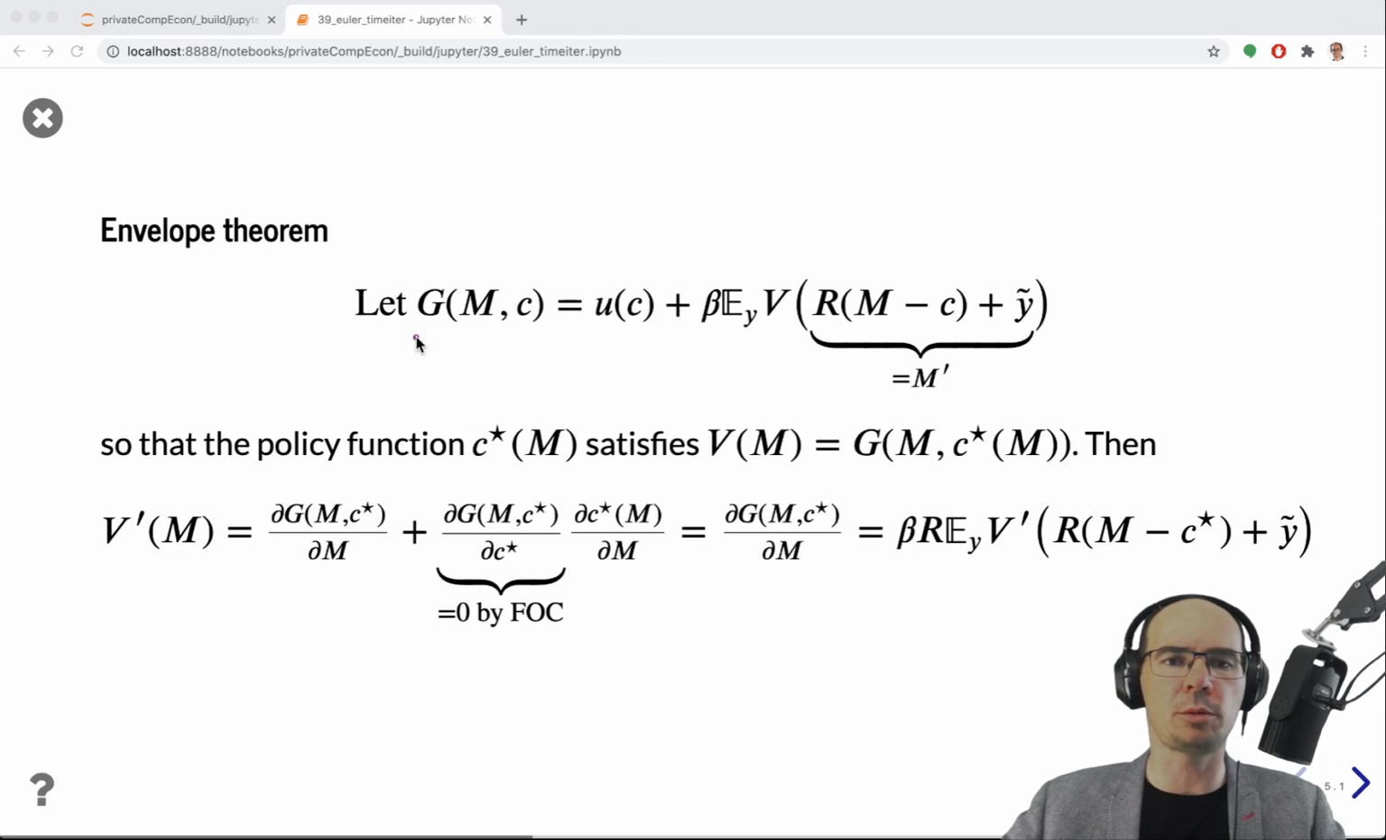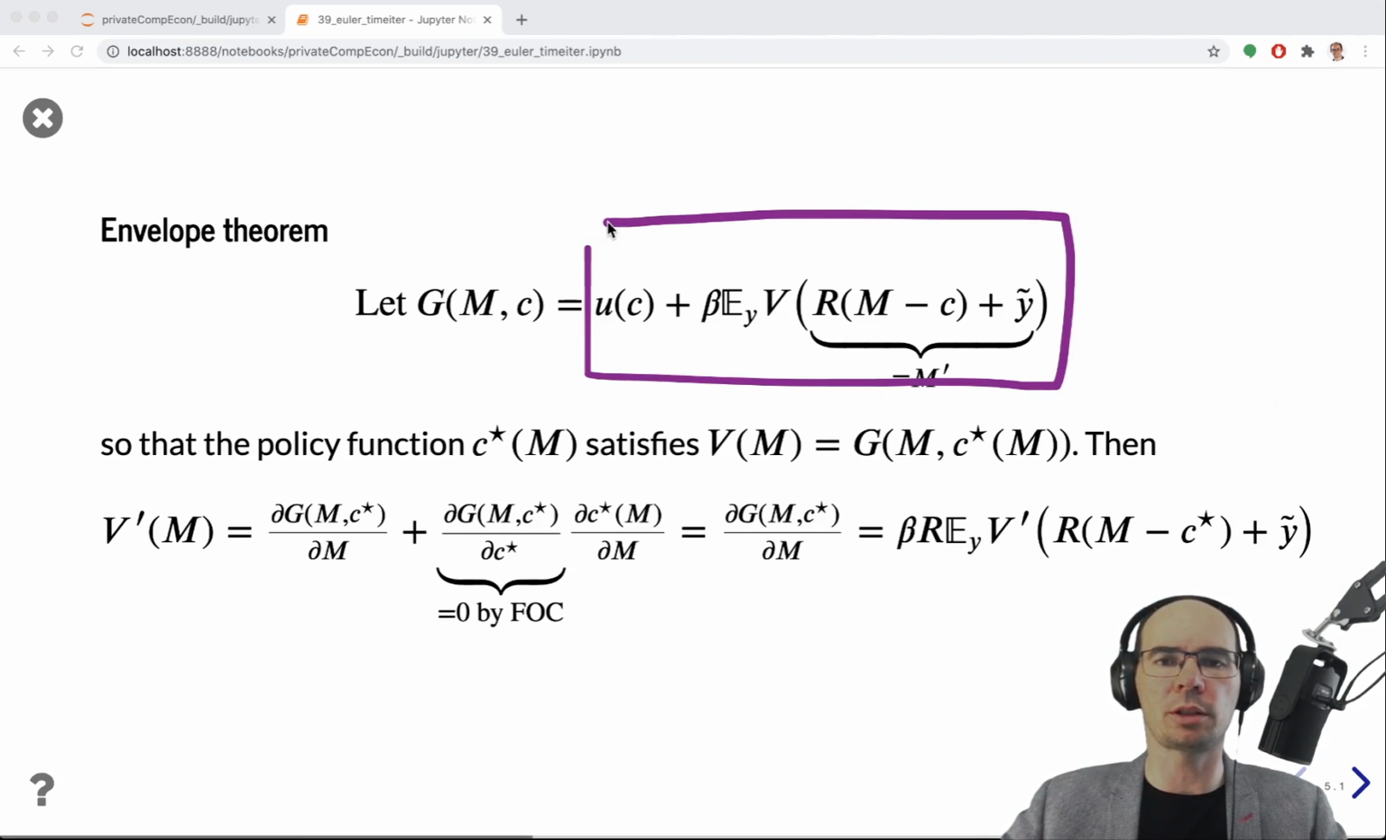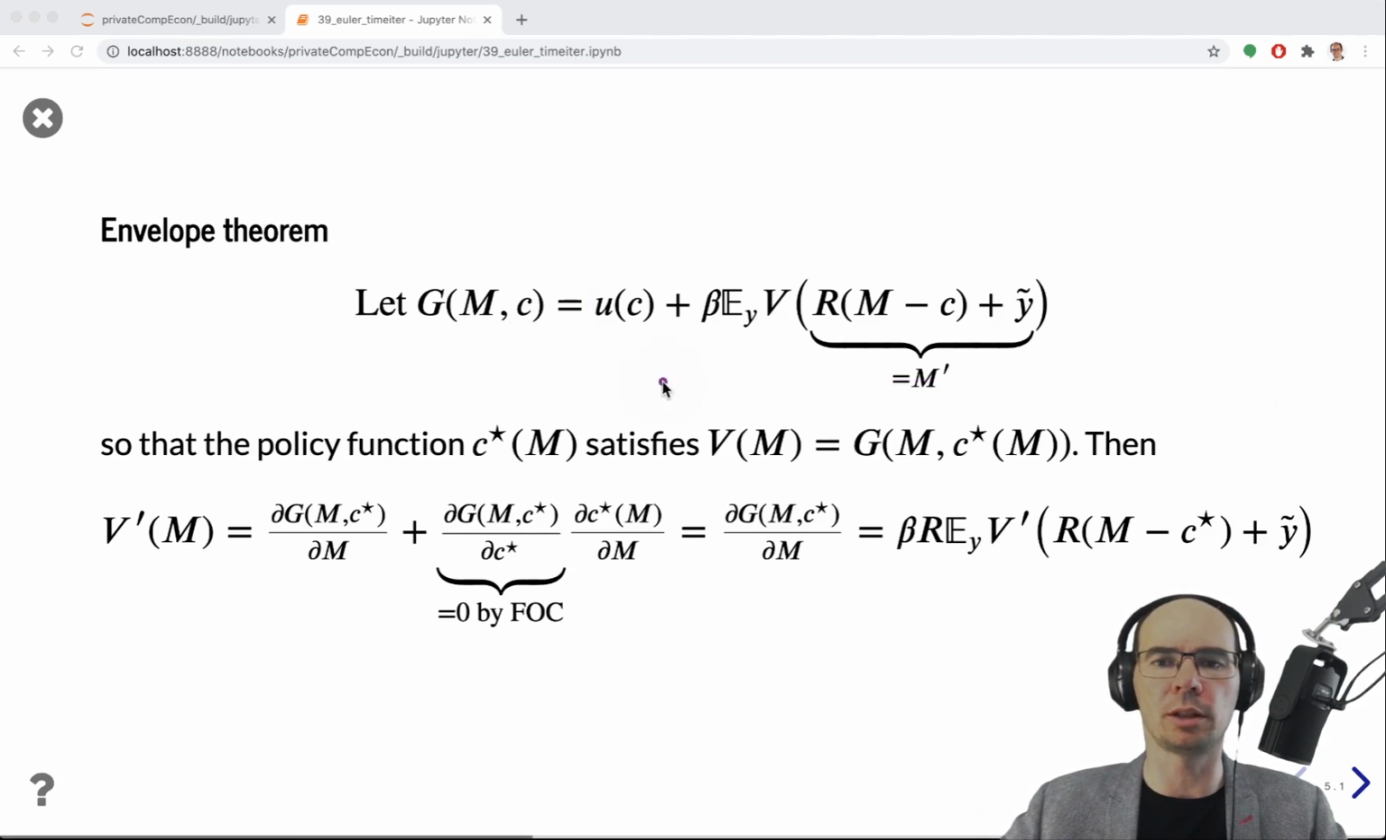Imagine that we just write a function of two variables, some function g. This is what I call the maximant in the Bellman equation. This is just a function of two variables, m and c, and it's basically everything which is under the maximum operation in Bellman, right? But now let's treat it as a function of two variables.